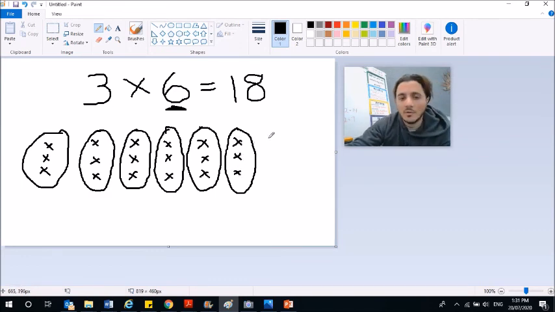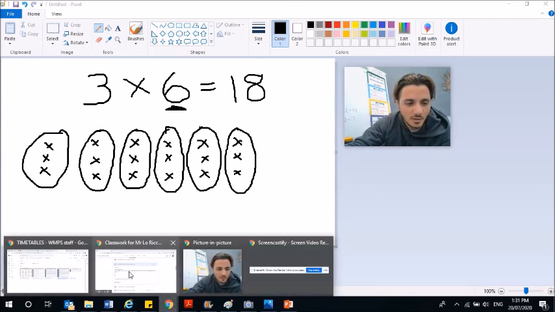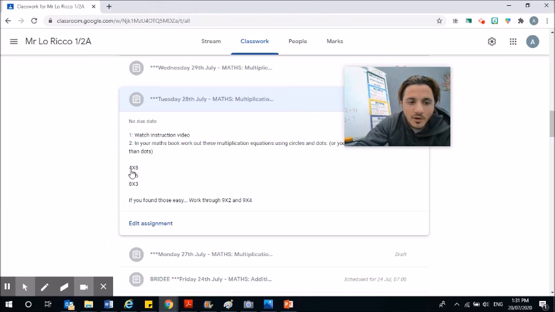So can you please have a go at doing this yourself now? If you go to classwork, you will find your equation under there. The first one says 4 times 8. So do the exact same thing by drawing your circles and dots, remembering that the first number is how many dots you're going to have in each group, and the second number is how many groups you're going to have.